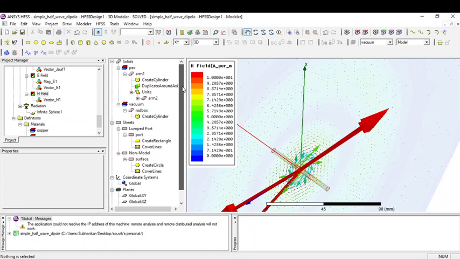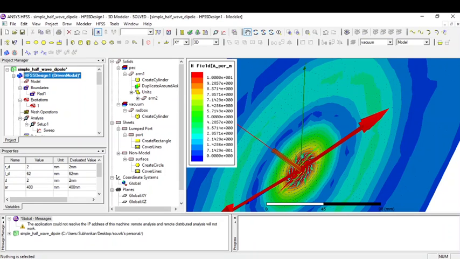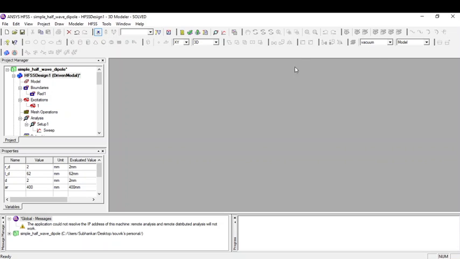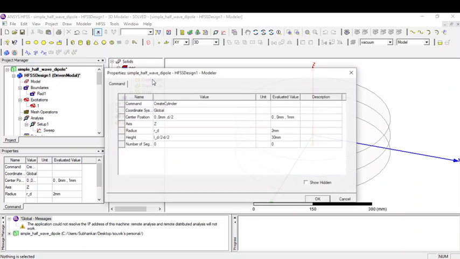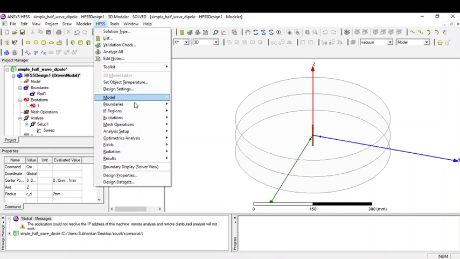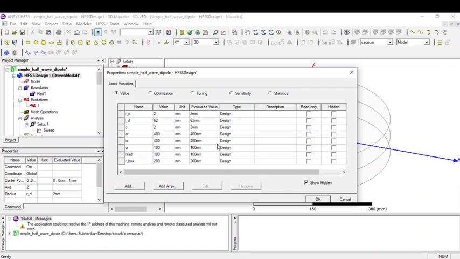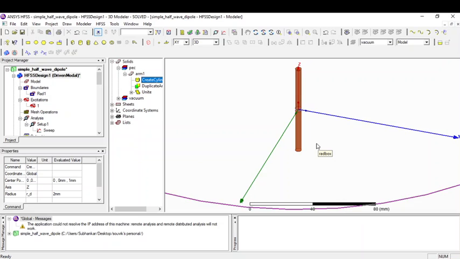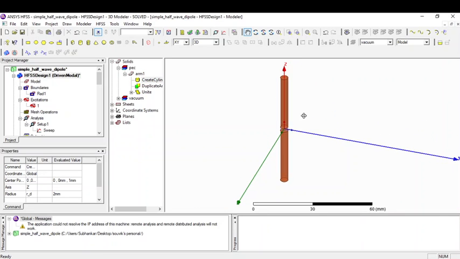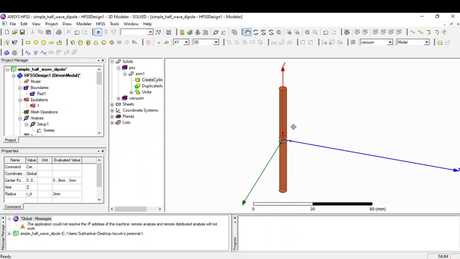There is no need to show the individual model parameters. You can only show it from HFSS design properties. That would be enough. So this was my report generation video on HFSS of a simple half-wave dipole antenna.